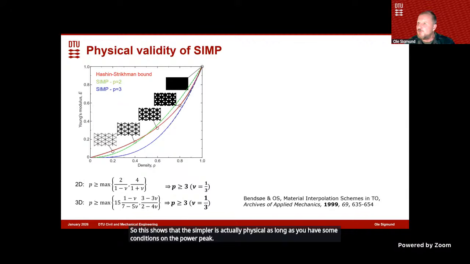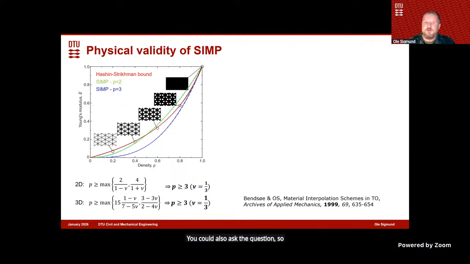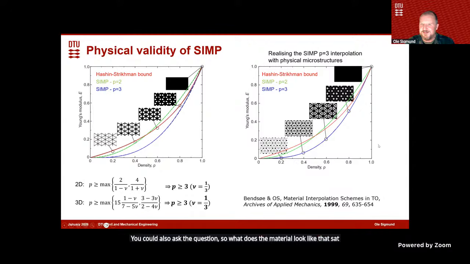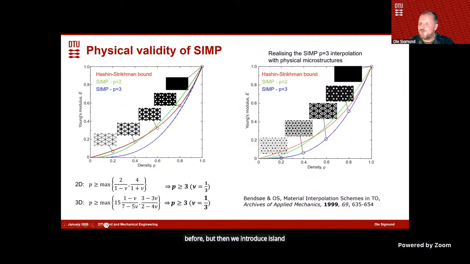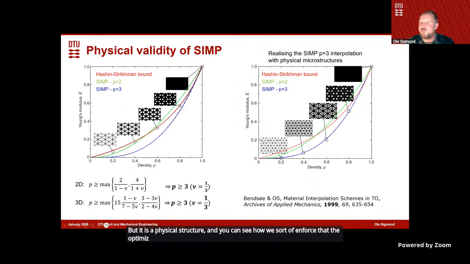You could also ask the question, so what does the material look like that satisfies the SIMP P equal to 3 law? And we made this sort of cartoon-like picture showing that we actually just reuse the optimal microstructures from before, but then we introduce islands to really show that the SIMP law is made sort of artificially weak compared to the physically best stuff. But it is a physical structure. And you can see how we sort of enforce that the optimizer would be stupid in using any of the SIMP law, since much of the material is just being wasted for nothing.